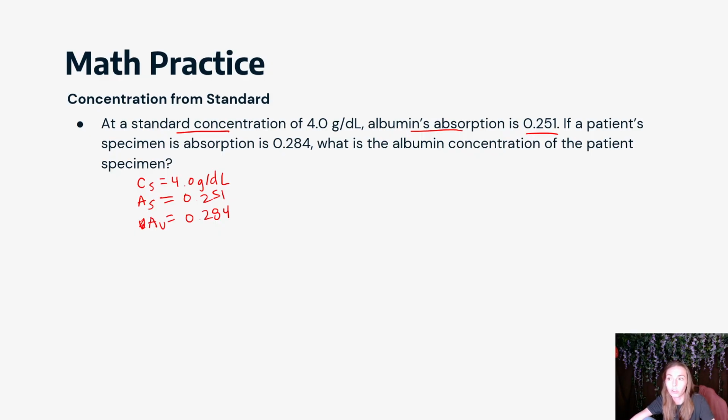Real quick, just a self-check moment before we get through the math. Our unknown patient's absorbance is slightly higher than our standard's absorbance, which means, because absorbance and concentration are directly proportional, we can assume that our unknown's concentration is probably going to be slightly higher than our standard's concentration. Does that make sense? Anyway, let's go ahead and fill out our formula.